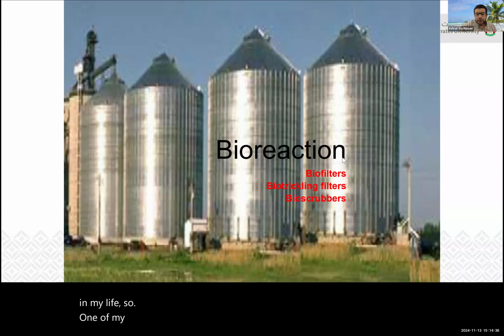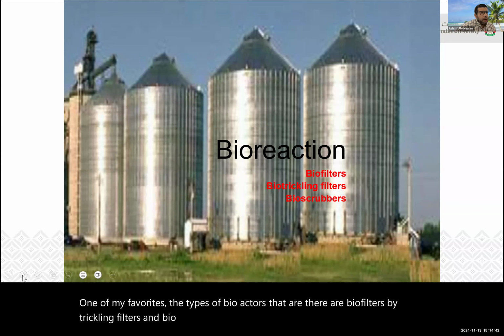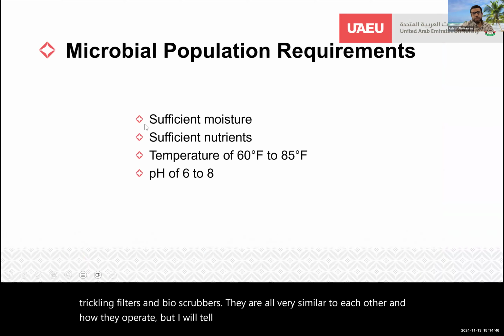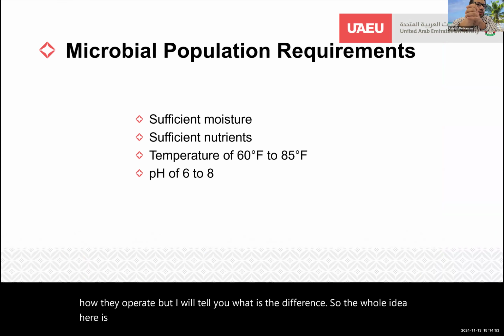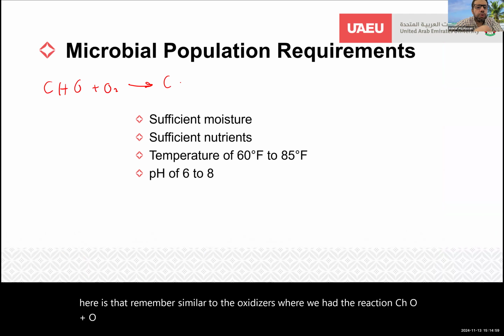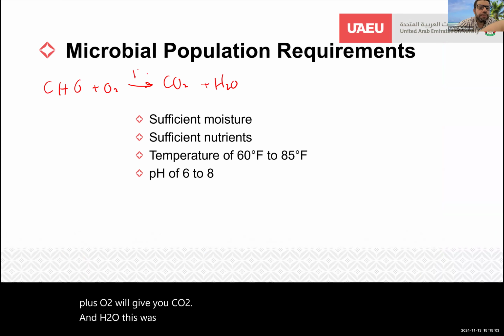The types of bioreactors that are there are biofilters, biotrickling filters, and bioscrubbers. They are all very similar to each other in how they operate, but I will tell you what is the difference. So the whole idea here is that, remember, similar to the oxidizers, where we had the reaction CHO plus O2 will give you CO2 and H2O. This was happening, why? Heat or temperature, high temperature, energy.